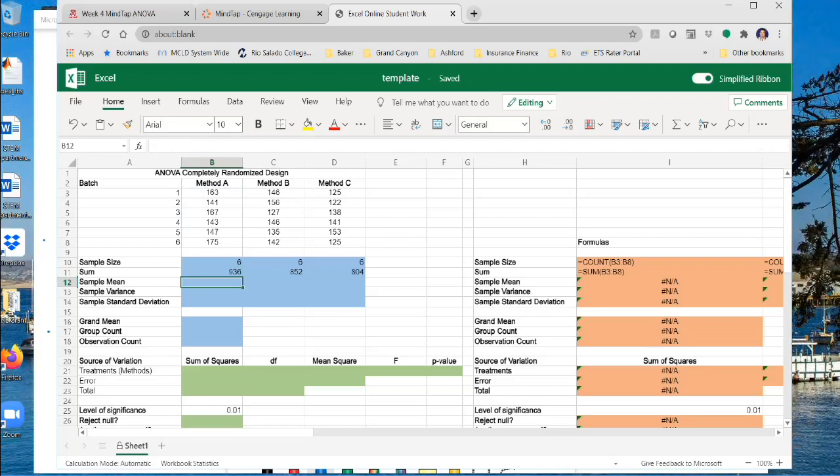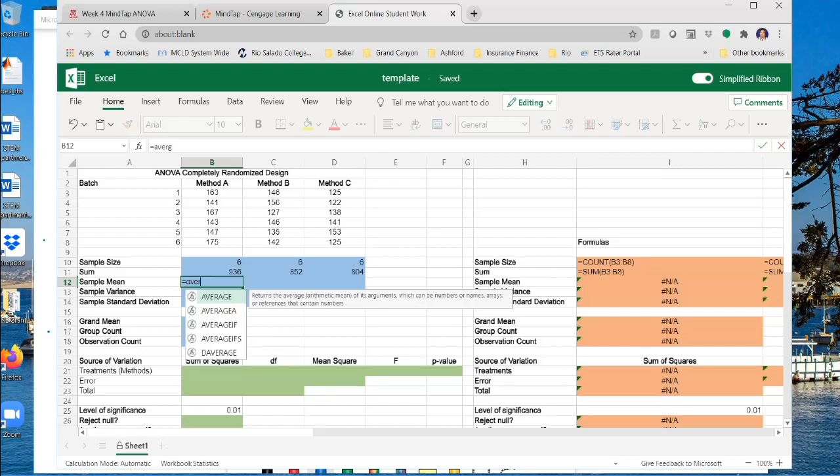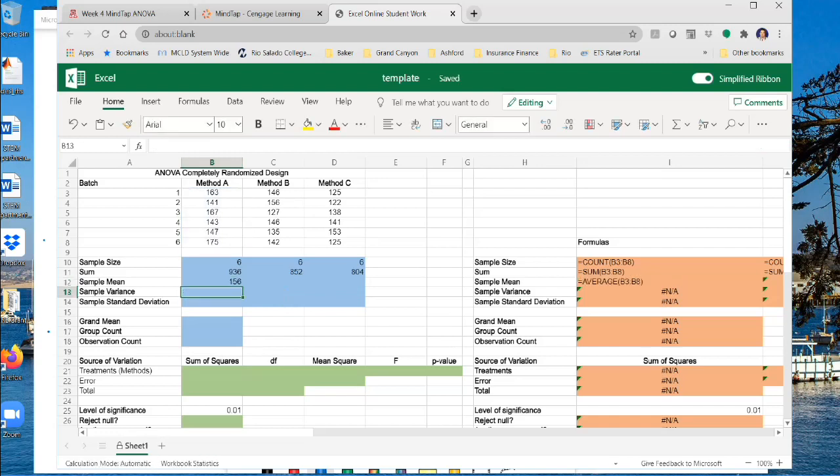The next one, they want the mean. So now I'm going to do equals average. And again, click and drag through the cells and close parentheses. Average is 156, and then I'll drag it over.